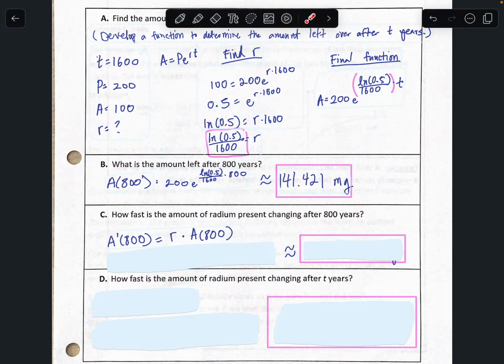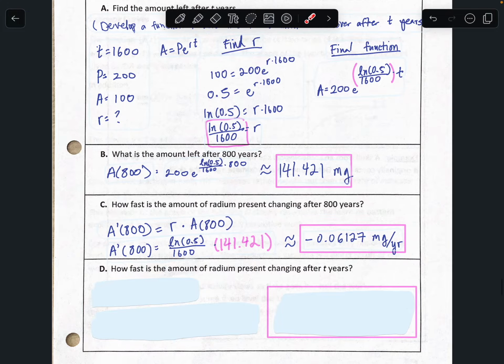So we're going to plug in 800 into A prime. We'll put in the R value that we had in part A, and the value that we got in part B, so that we get R times A of 800. That gives us a very low rate, but it's a decay, so it's negative 0.06127 milligrams per year. It's diminishing or decaying at a very slow rate, but it is decaying because the value is negative.